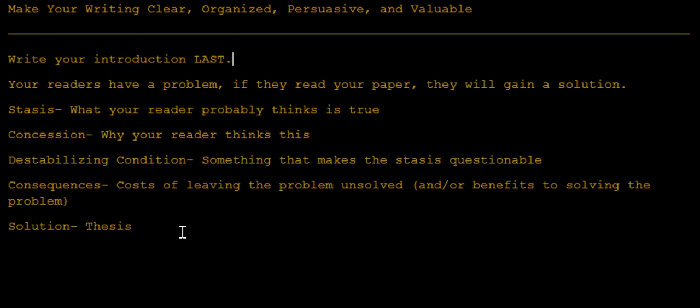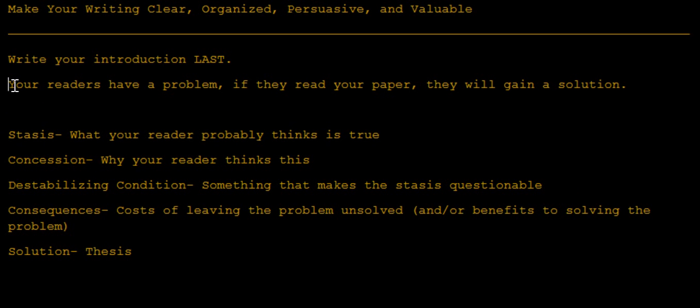I will end with one note, and that is your main goal is not this formula. This formula is a tool to the main goal. The goal is, once again, your readers have a problem, and if they read your paper, they'll gain a solution.